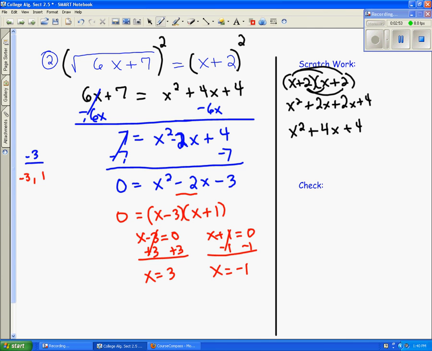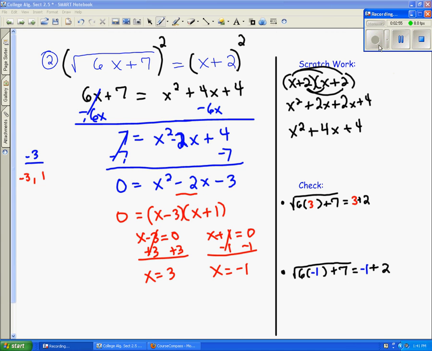So now we're also going to check our work. Okay, I wrote the original problem down, but everywhere x is at, I'm going to test 3 right here. So that's 18 plus 7, which is going to be 25. The square root of 25 is equal to 3 plus 2 is 5, so 5 equals 5. This value checks.